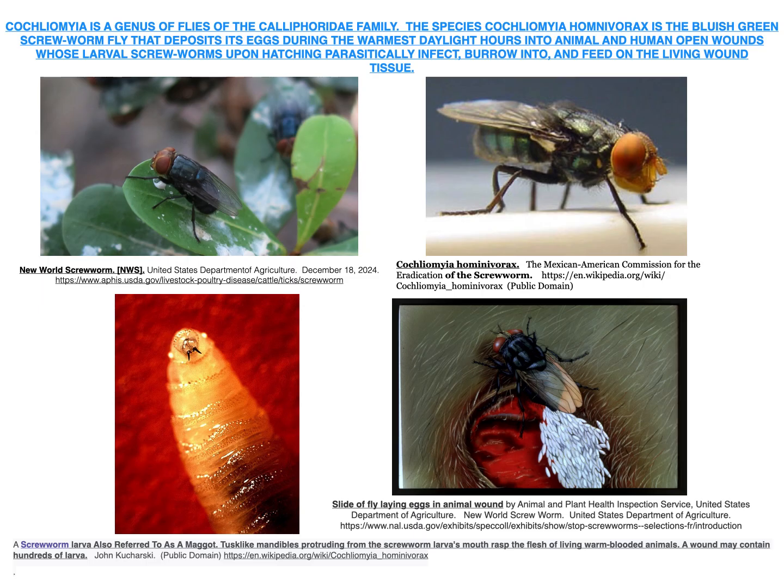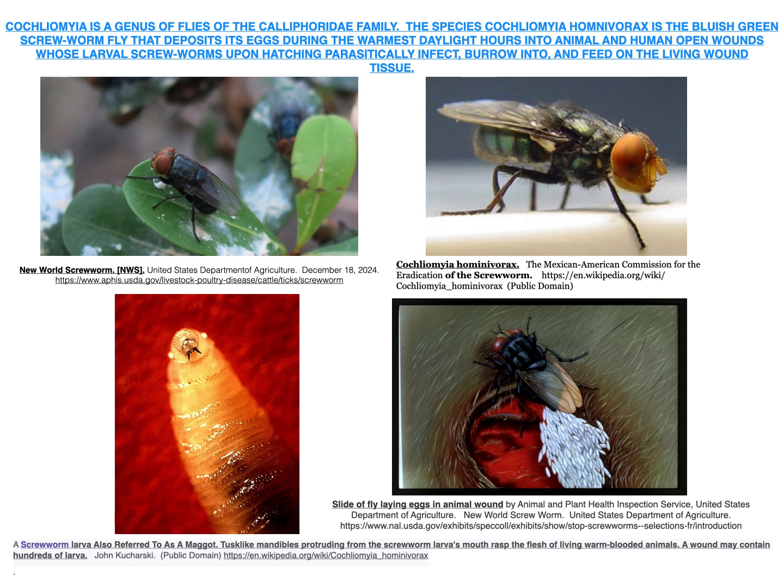The species Cochliomyia omnivorax is the bluish-green screwworm fly that deposits its eggs during the warmest daylight hours into animal and human open wounds, whose larval screwworms, upon hatching, parasitically infect, burrow into, and feed on the living wound tissue.